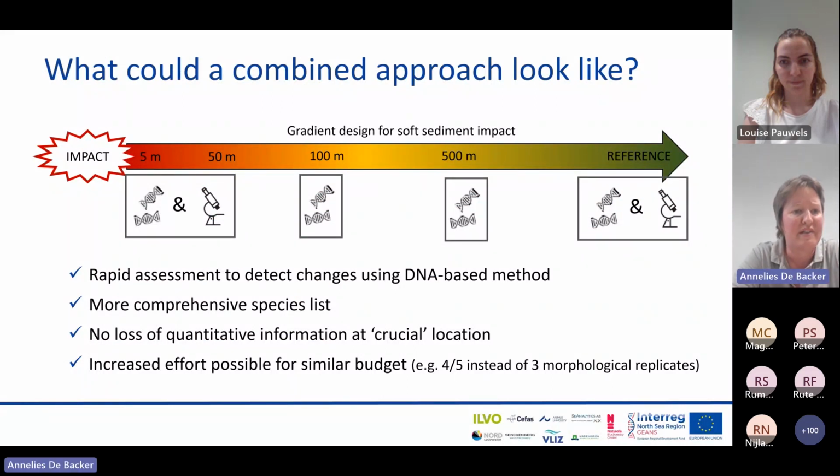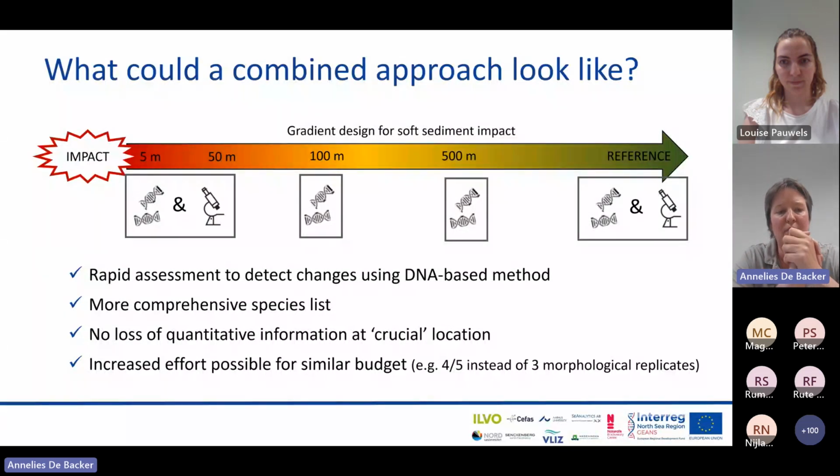And how could such a combined approach look like? This is just a fictitious example that I'm giving. So there is an impact, and you would be using a gradient design to look at how far the effect of the impact is reaching. In a traditional way, you would take at every distance, for instance, 3 replicates. You would analyze the grab samples in the lab under a stereo microscope, which is quite time-consuming. We would suggest that you combine both traditional and DNA-based methods by taking samples for DNA-based analysis at every distance, and maybe at the locations where you expect the highest impact, also supplement it with the traditional methods that you're used to using.